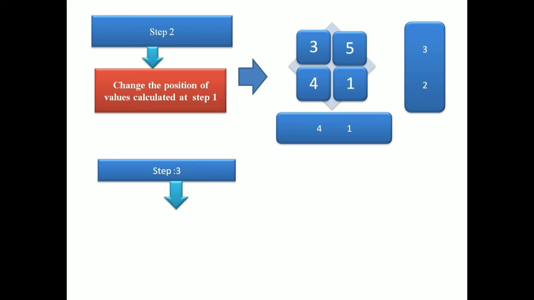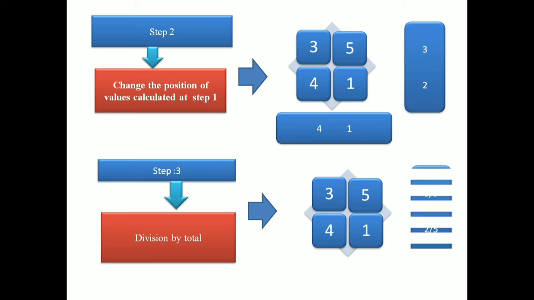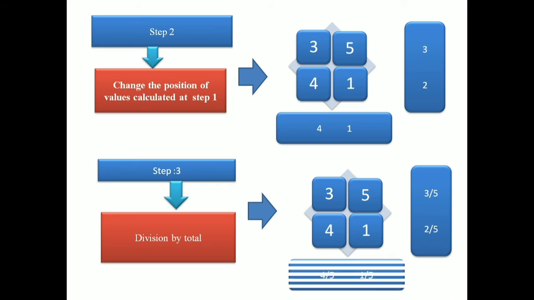And step 3 is division by total. That is the next step. So you divide by the total values. That is 3 plus 2 is equal to 5, so 3 by 5 and 2 by 5. That is called division by total. Here 4 plus 1 is equal to 5, so that is 4 by 5 and 1 by 5. So this is the way you have to divide each value by the total value.